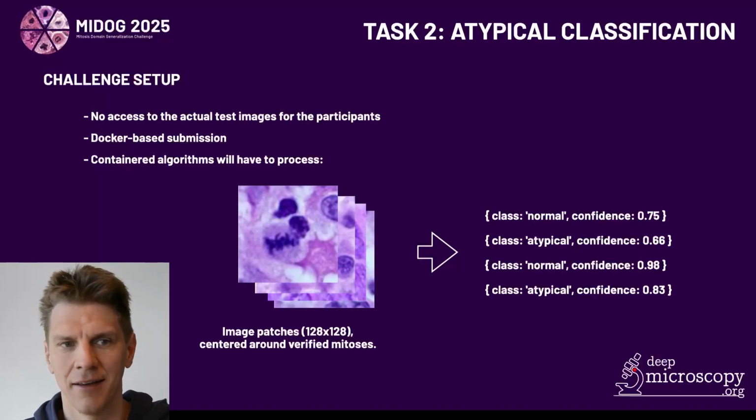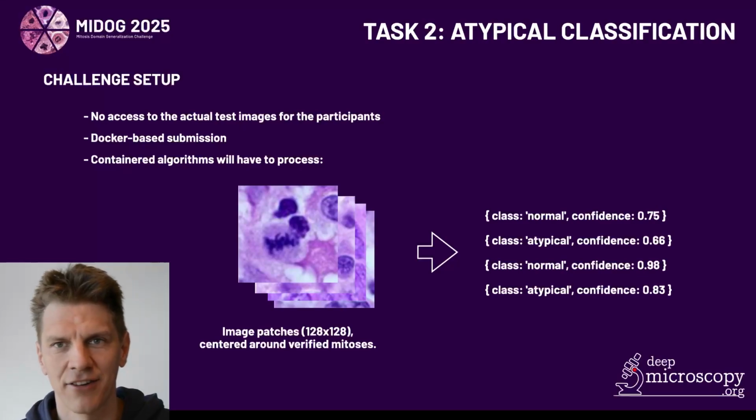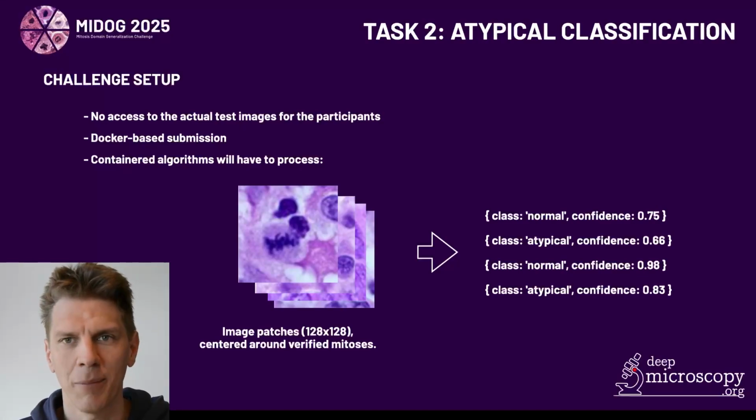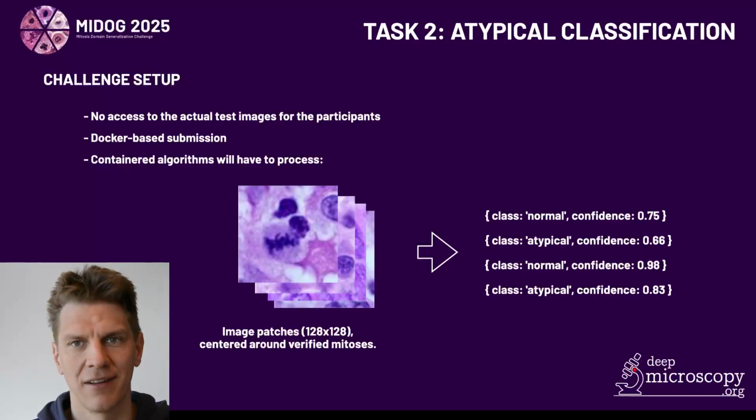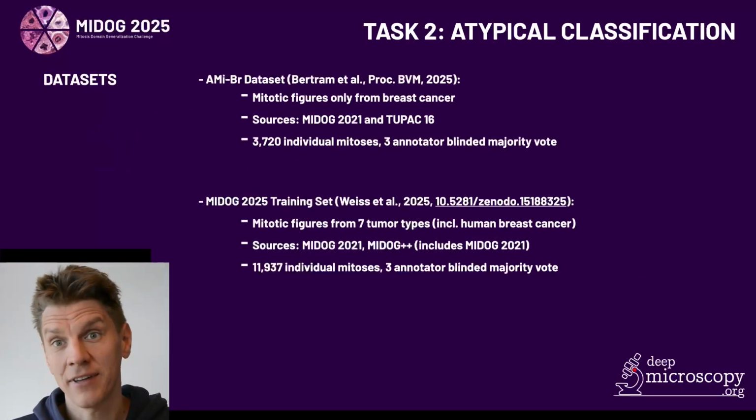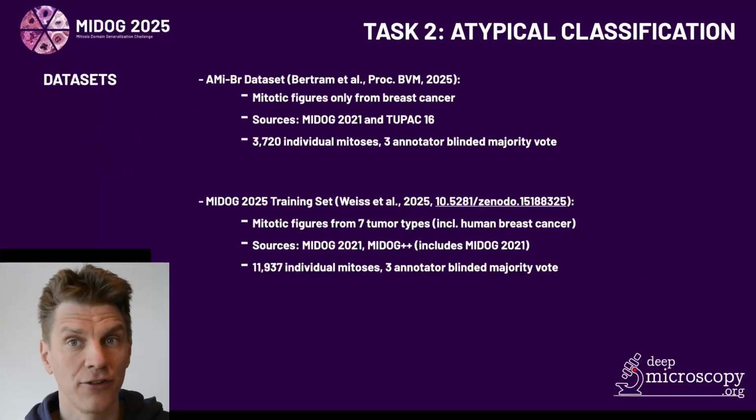Then what does the container have to process? Well, it basically gets images, most likely a batch of images of those crop outs centered around mitosis. This is always a validated mitosis in a 3-expert consensus, and these mitoses will then have to be classified into being normal or atypical. Furthermore, we also want to have the confidence of each classification given by the model. Right, what datasets do we provide? We provide actually 2 datasets for this.